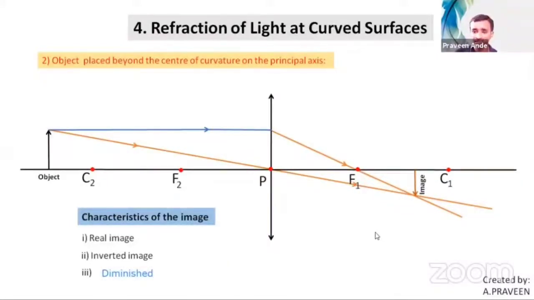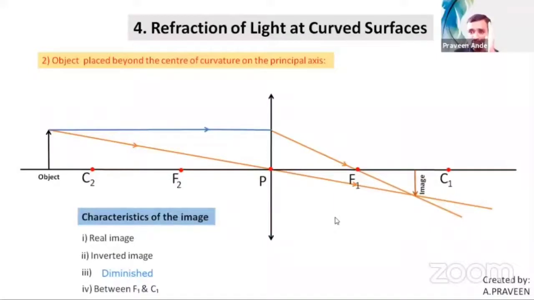What can we write for the other characteristic, the position of the image? What is the position of the image here? You can see that the image is between F1 and C1. So no need to mention that. Okay, you can mention it, no problem, as you feel here. Okay, I have written between F1 and C1.